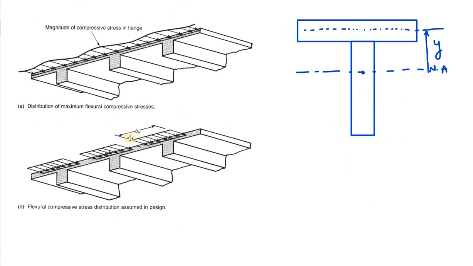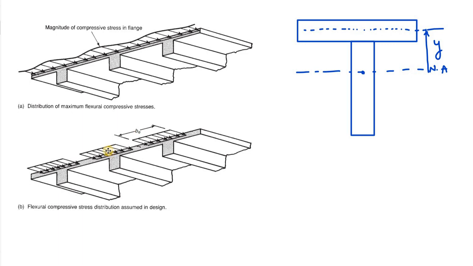What we do instead in design and analysis is we consider only a part of the flange effective. So we call it effective flange width, BE. On that we apply a uniform stress of 0.85 f'c. We consider a uniform stress acting on a lesser width instead of taking this distribution acting on the complete width. So instead of taking center to center, we are considering a certain effective width.